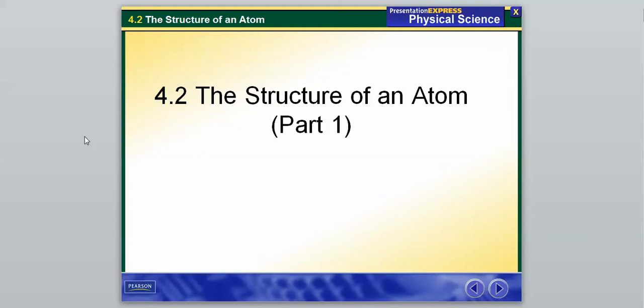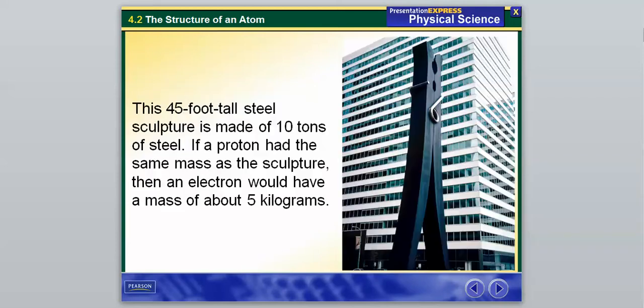I think we have only 2 sections left actually, is how an atom is actually made up and what its pieces are. So to start, again, they always give us a little comparison or analogy, a real-life example to help us introduce the section. So for this one, they talk about this 45-foot steel sculpture, and it's made up of 10 tons of steel. So over there on the right, it's basically just a giant paperclip. It's made up of 10 tons of steel.